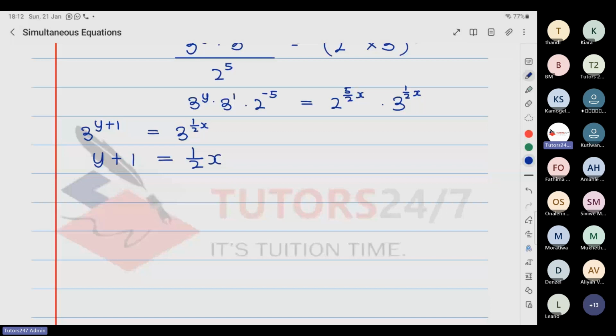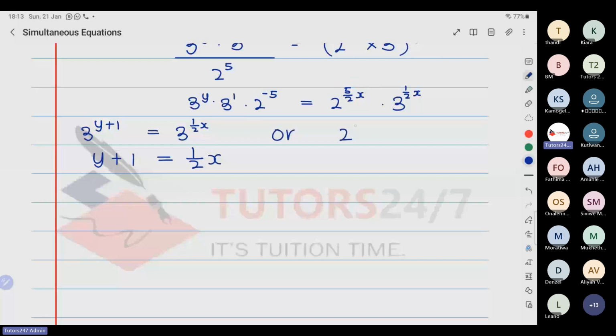But if you look at the twos, the bases of twos, you'll notice that there's only one variable, x. So I'm going to stop there for now. I'm going to go to the other equation, solve for x, then come back to the left-hand side. So here, or now we're going to equate the twos, the bases of twos.